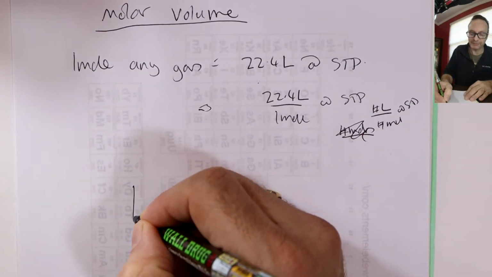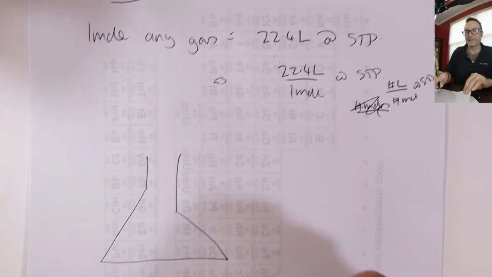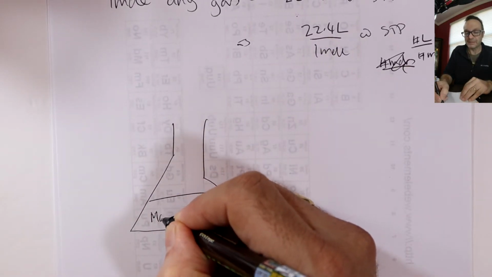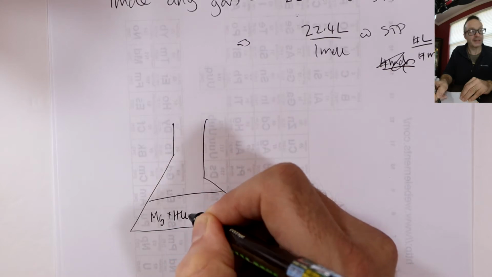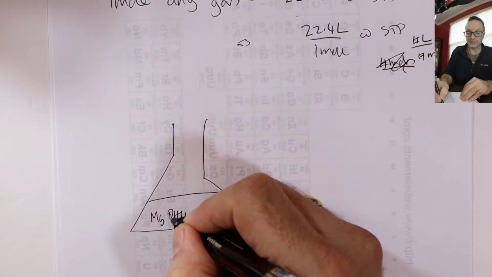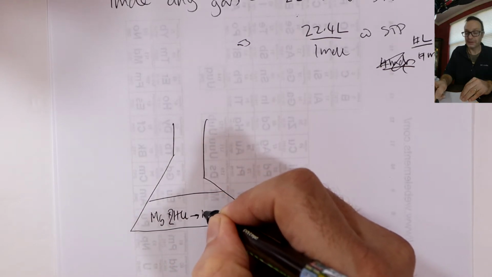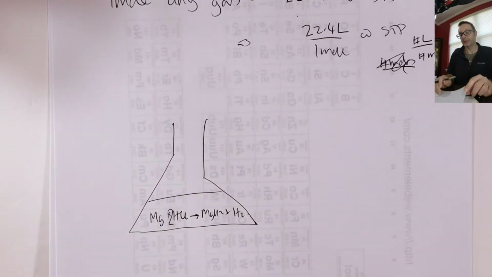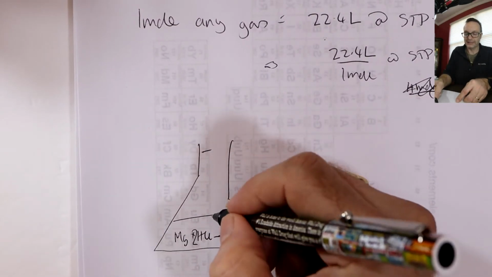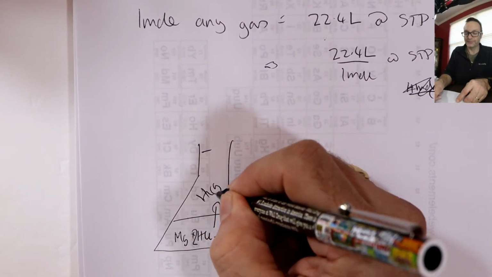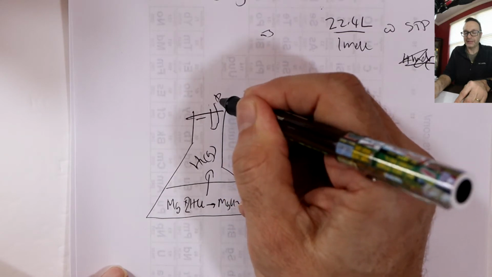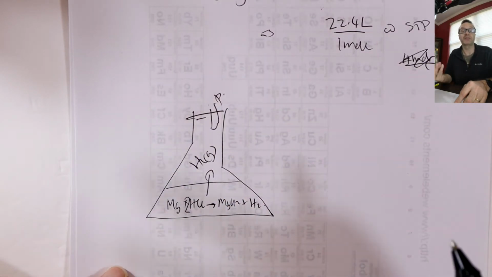You have a container, some kind of flask, and then you have Mg plus HCl. Let's get the equation right: Mg + 2 HCl turns into MgCl2 plus H2. That gas goes up into here. So we're generating some gas, and we can find the pressure of that gas in a fixed volume. So we're not finding the volume right off the bat.